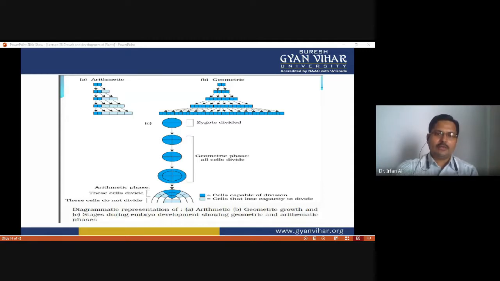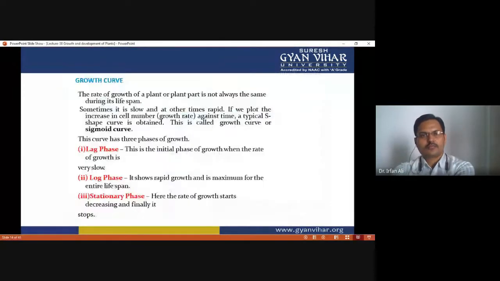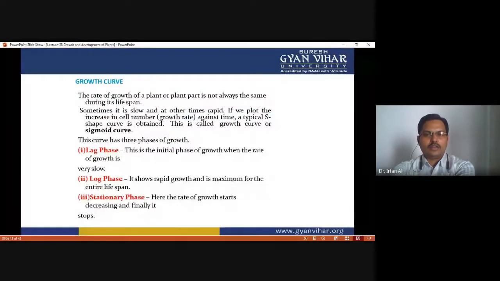Okay, but the plant has both types of growth rate. Now, growth curve. The rate of growth of a plant or plant part is not always the same during its lifespan. Okay, so that's why sometimes it is slow, and at other times it is rapid.